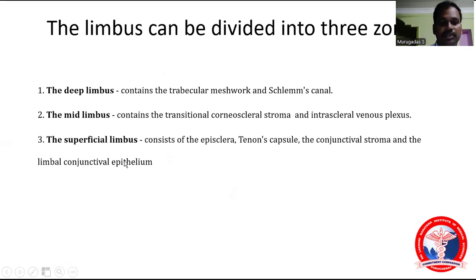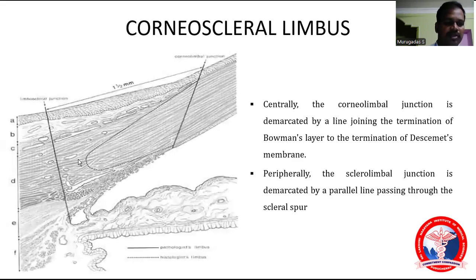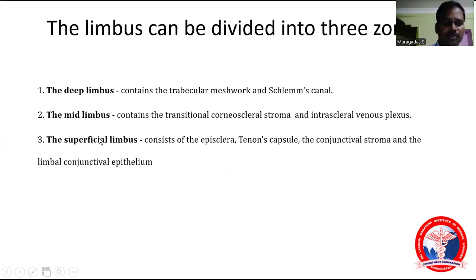Then the mid limbus that contains the transitional corneoscleral stroma and intrascleral venous plexus. And see here, these are the venous plexus that are going to drain the aqueous. The intrascleral venous plexus is present in the mid limbus.